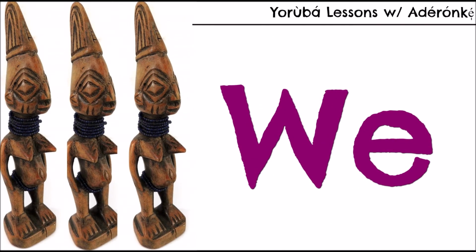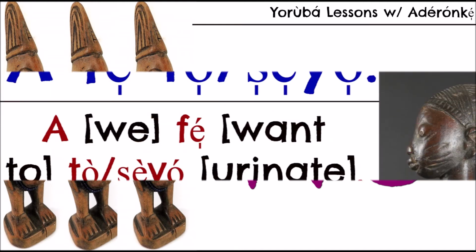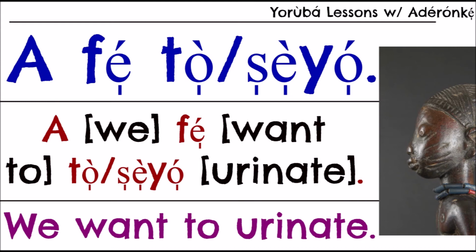And we could start with we. So to say we want to urinate, you would say afeto or afesheyo, we want to urinate. You either say that or you say afesheyo. A is we. Fe is to want or to want to. To is urinate. So afeto, afesheyo. We want to urinate.